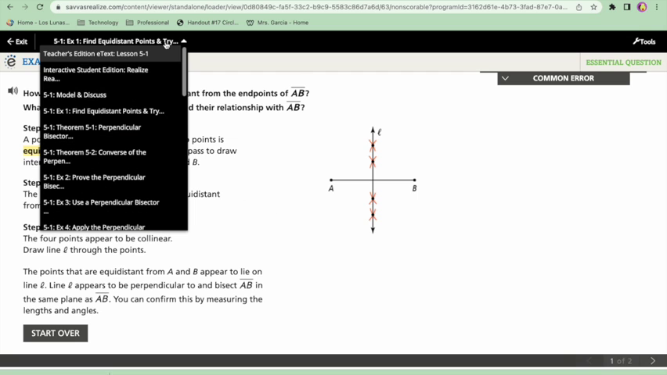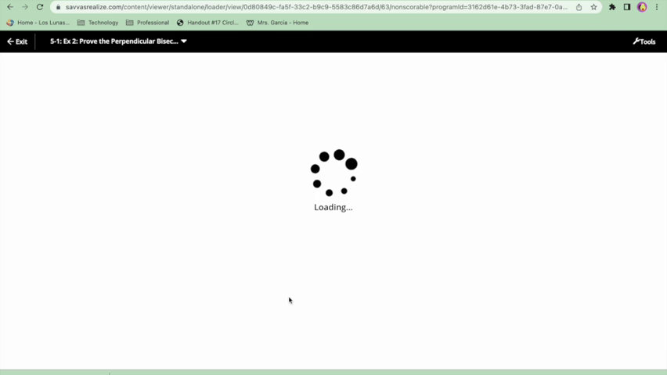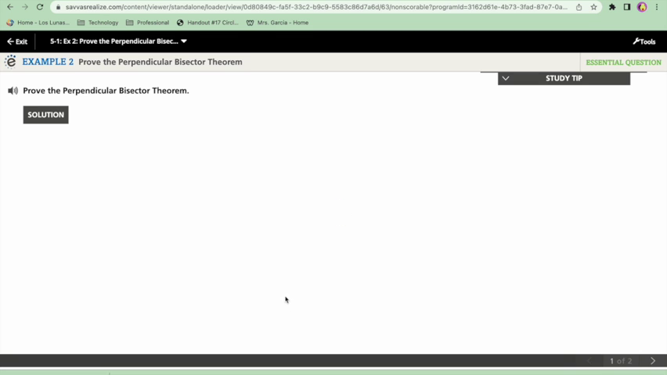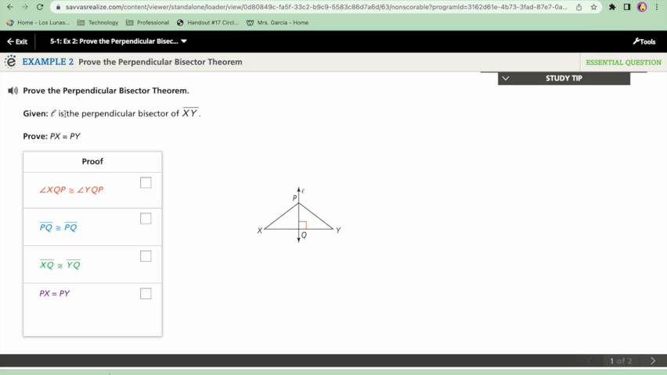All right, let's do example 2 in your notes, which we also have a demonstration for. Prove the perpendicular bisector theorem. And you have this diagram in your notes. It says, given that L is the perpendicular bisector of XY, prove that PX is equal to PY. So this side and this side are equal.